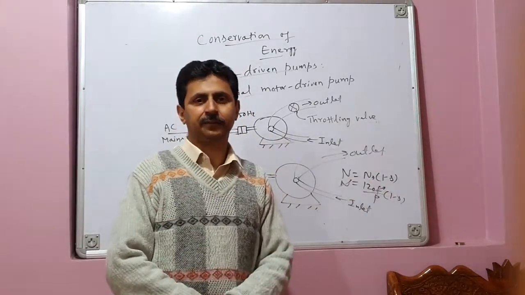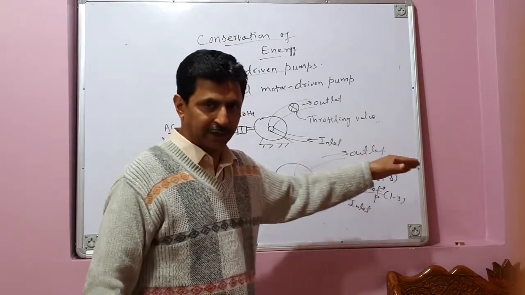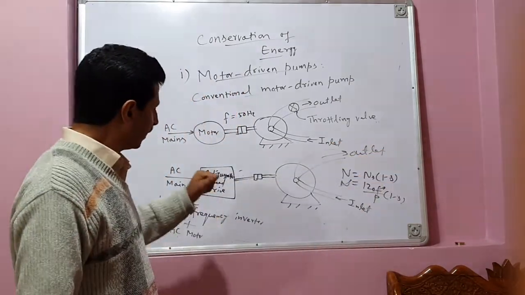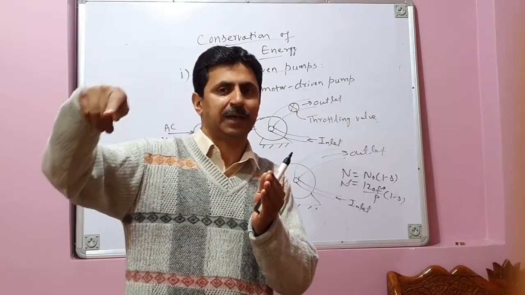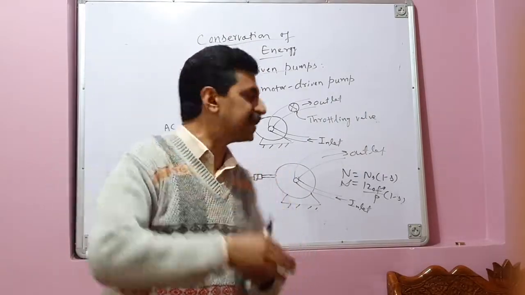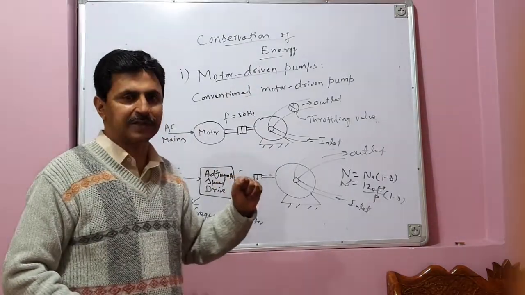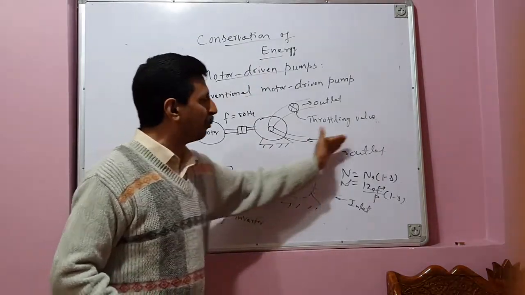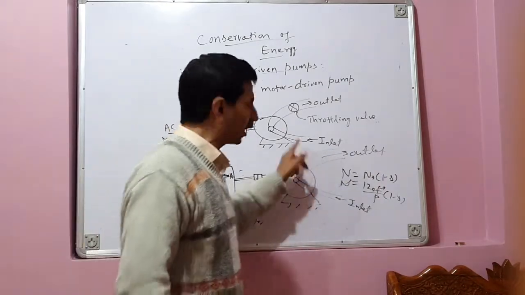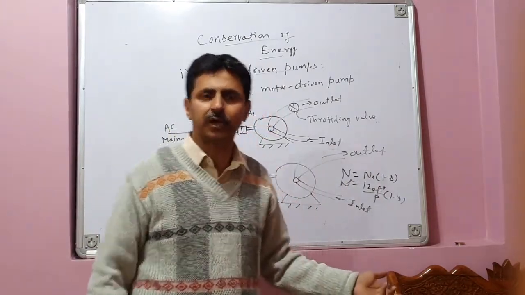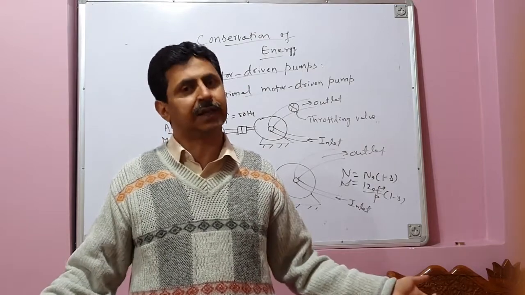And if you want a low flow rate, then what will this inverter do? It will decrease the frequency of the AC supply, and when the frequency decreases, the speed of the induction motor decreases, and at low speed the pump's flow rate also decreases. Are we using any throttling valve, any mechanical arrangement for controlling the flow rate? No, it is done electronically with the help of the inverter.